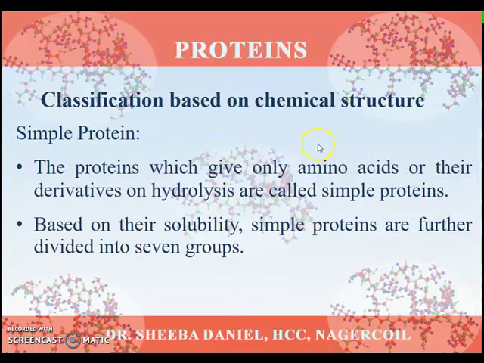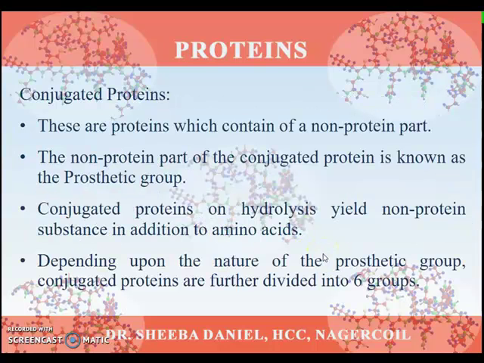The next classification is based on chemical structure. Based on this chemical structure, proteins are classified into 3: simple proteins, conjugated proteins and derived proteins. First one is the simple protein. The protein which gives only amino acids or their derivatives on hydrolysis is called simple protein. Based on their solubility, simple proteins are further divided into 7 groups.